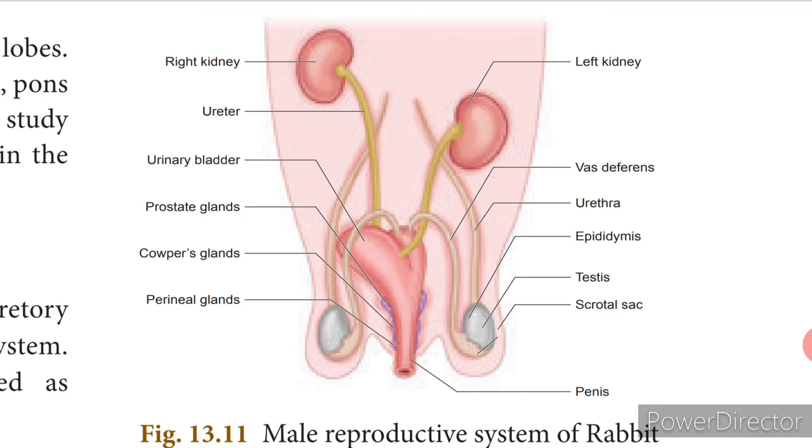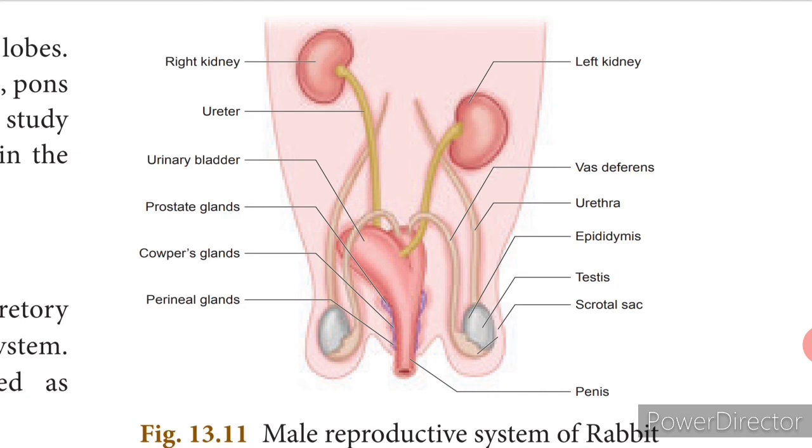Each testis in the inner part consists of numerous tube-like structures, a network of tubes, which is called the seminiferous tubules, and these seminiferous tubules again lead into a final tube which is called the epididymis. This epididymis leads to the sperm duct which is called the vas deferens, in which the sperms are stored. Now this vas deferens joins the urethra, which comes back to the urinary bladder, and the urethra runs back and again passes through the penis.